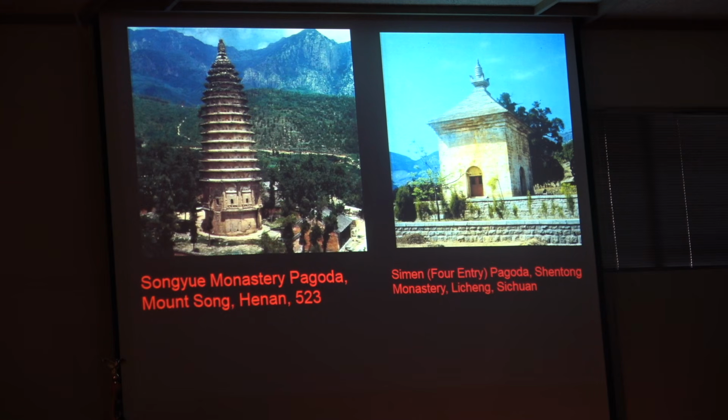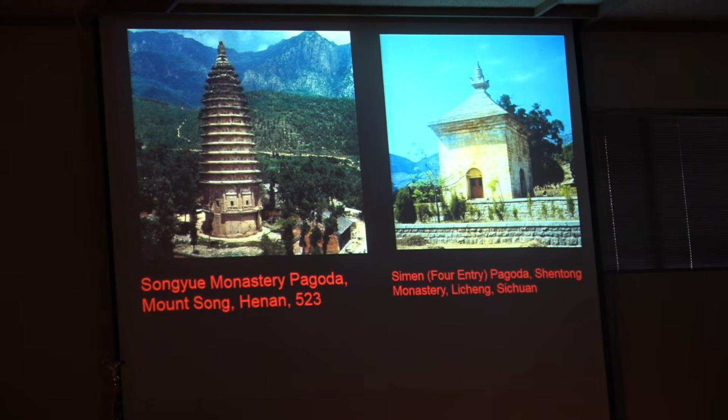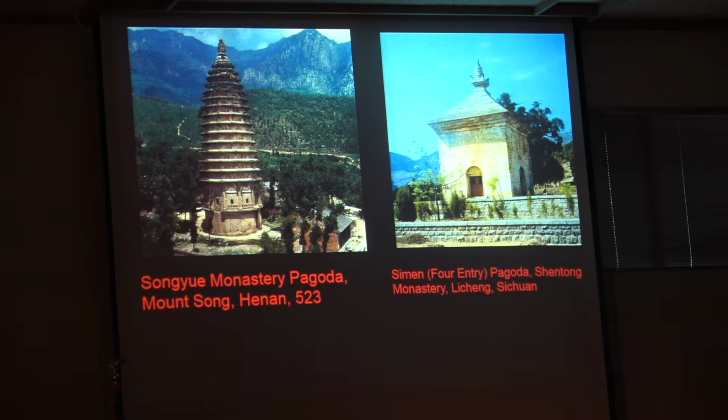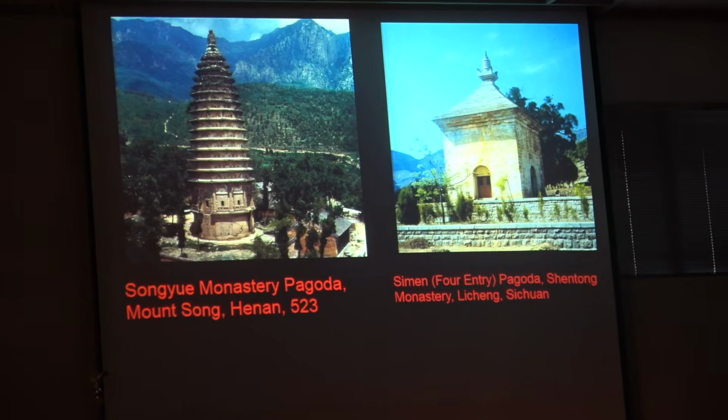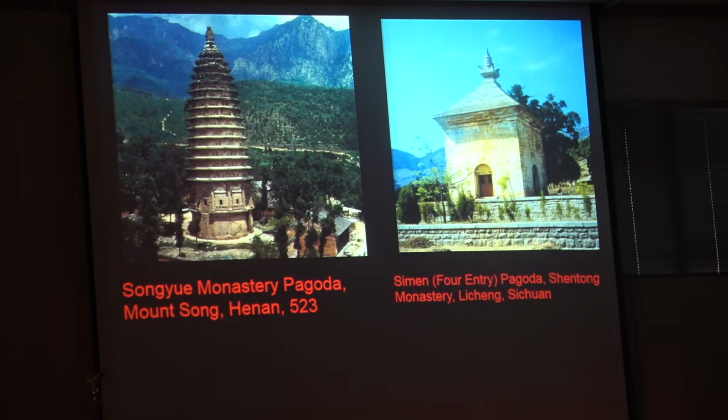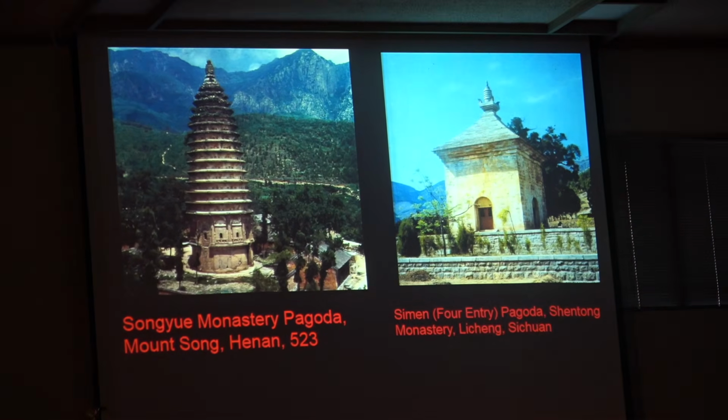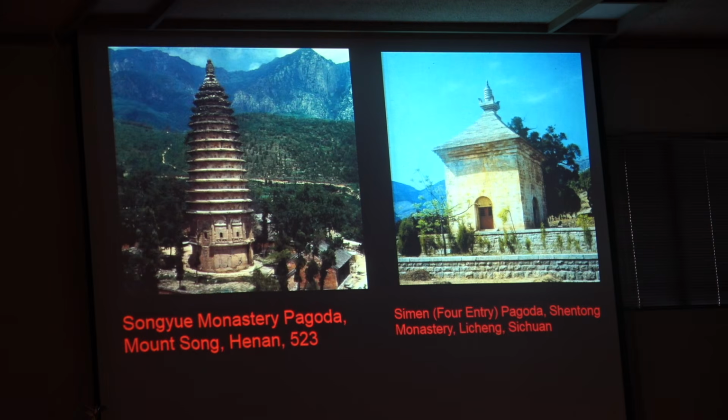It's called the Four Entry, the Suman Pagoda, in Shandong. It's in Shandong Province. There's a mistake in my PowerPoint, but it should be correct on your study guide. It's in Shandong Province and roughly contemporary. It was founded by a monk in the 460s. It's rebuilt, and an inscription dates it to early in the 600s.